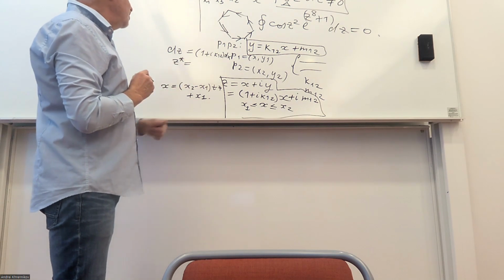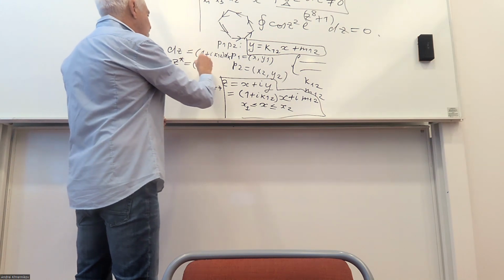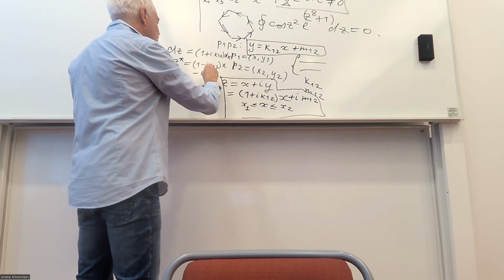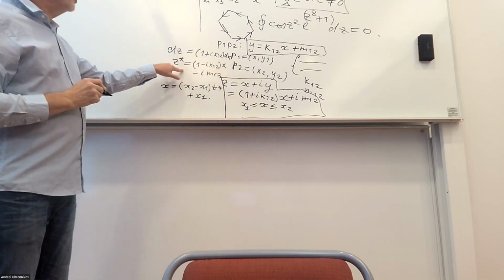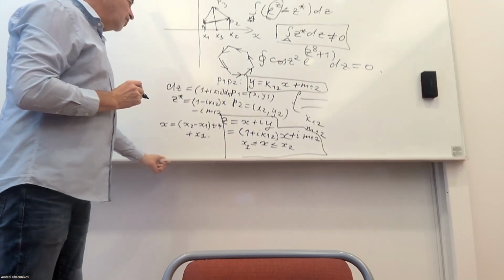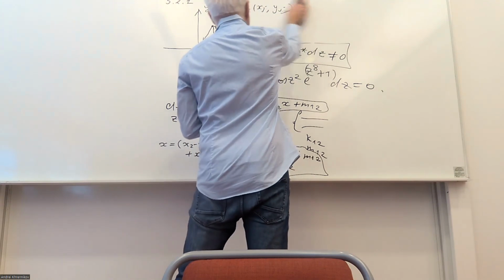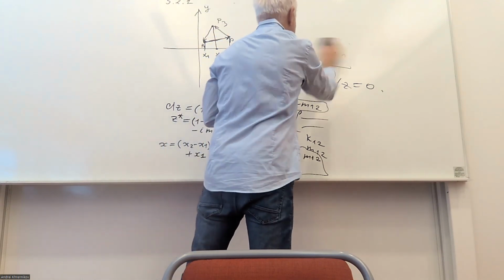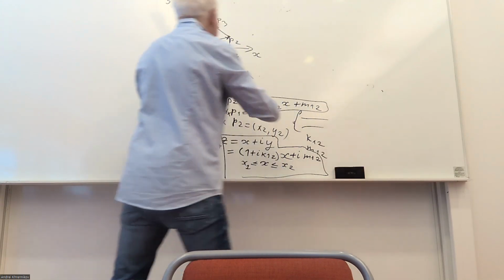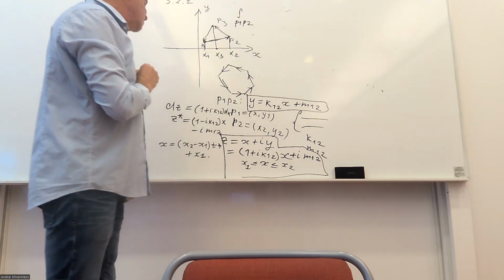In dz it disappears in any event, and then z bar is equal to 1 minus i k12 x minus m12. Now I put this into the integral, and finally for just the first segment, we get the following integral.